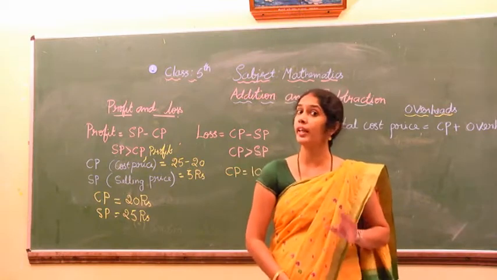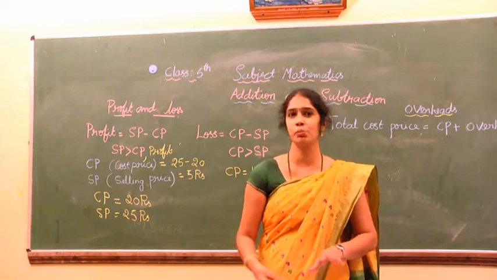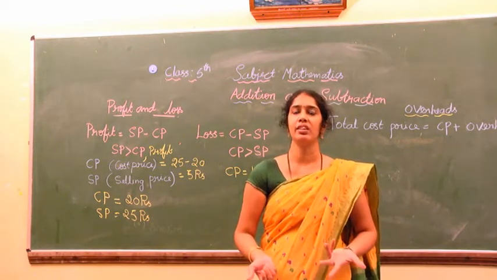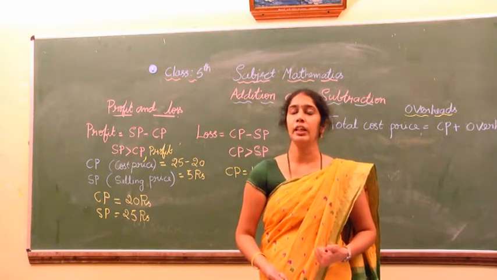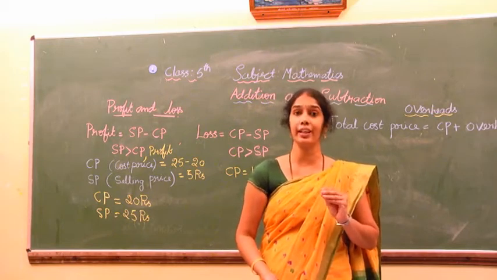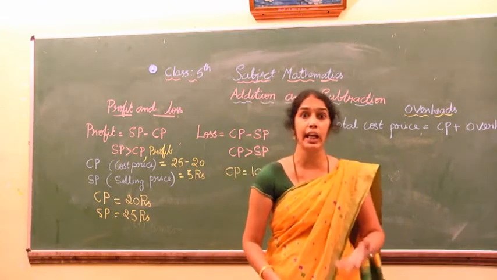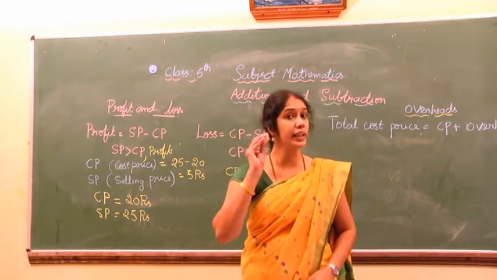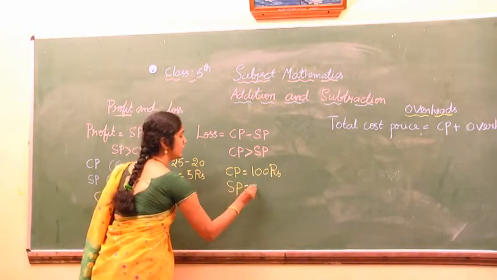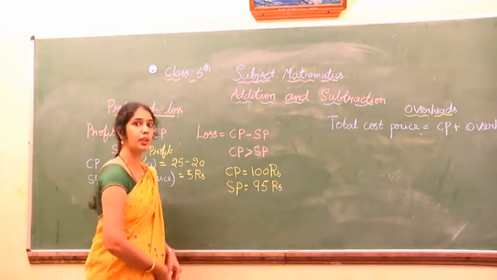But he will not agree to that. He will tell, I don't want it. I know that the price of this book is 100 rupees. Then what will you think? You don't like it, and what will you do? You will tell him, okay, at least give me 95 rupees. Then your friend agrees. Then you sell that book for 95 rupees. What is the selling price now? 95 rupees. Selling price is 95 rupees.